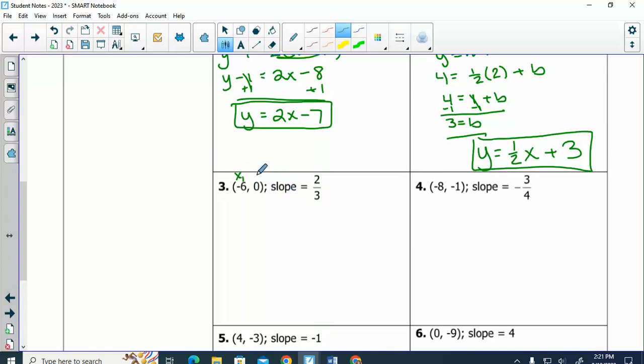So in this ordered pair, my x1 is the -6. My y1 is my 0. So we have y minus y1, which is 0, equals m, 2/3 times x minus what? So minus -6 would make this plus. Alright, what's y minus 0? So y equals, then we distribute. So we get 2/3 x plus 2/3 times 6 is 4.